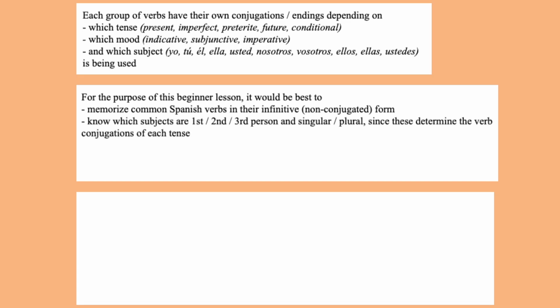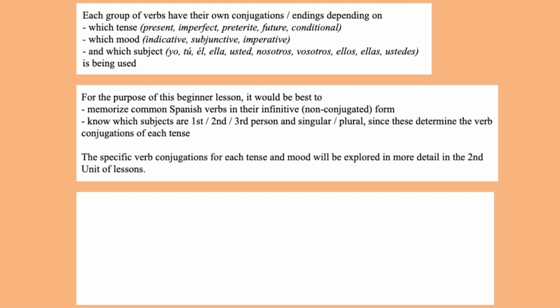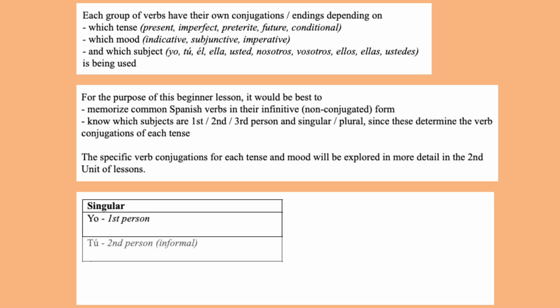You should also be aware of which subjects are first, second, and third person, and which ones are singular and plural, because this determines the type of verb conjugations for each tense. As for the specific verb conjugations for each tense and mood, we will explore that later on in Unit 2. And as a reminder, these are the subject pronouns that we learned about earlier.